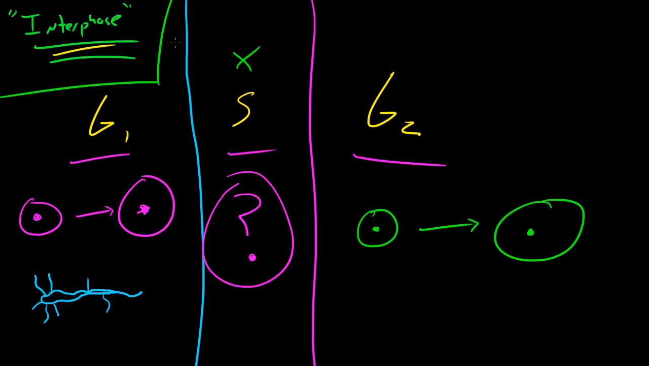You have two phases in the cell cycle: interphase and cell division. Interphase is when the cell is just going about its daily routine, and cell division we're going to be talking about in the upcoming tutorials. So remember, interphase is when a cell is just acting normal, not dividing.